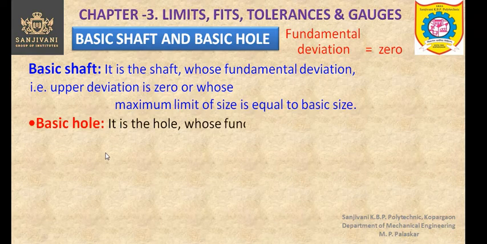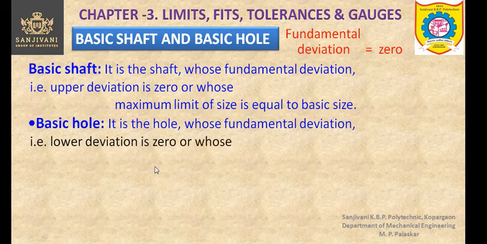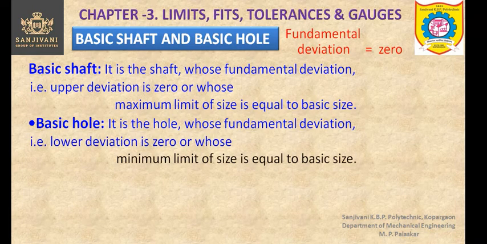Now the basic hole is the hole whose fundamental deviation, that is the lower deviation, is 0. Lower deviation is 0 in case of a basic hole, and the minimum limit of size is equal to the basic size. Since the lower deviation is 0, the minimum limit of size will be equal to the basic size. So that is obvious.